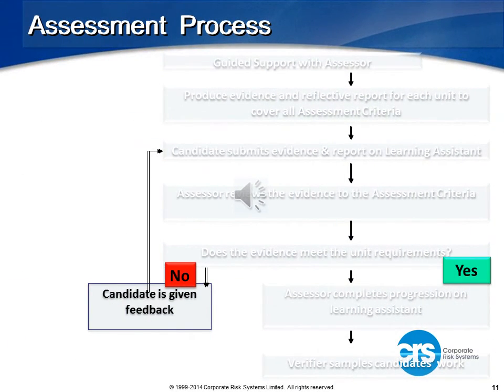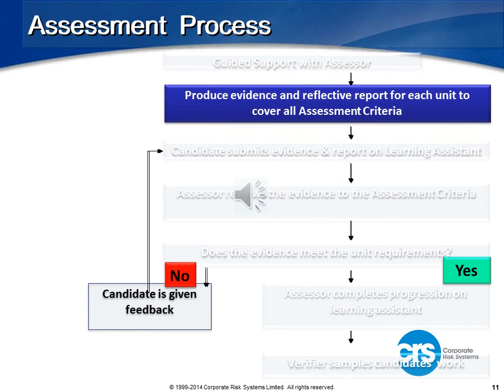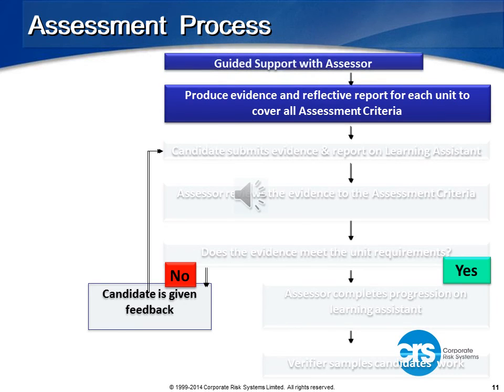So what is the assessment process? The first point to start from is yourself. Have a look back at the evidence and the reflective report to see whether this meets the assessment criteria. Have a look to see whether you feel the evidence appropriately covers all of the areas required and the reflective report accurately highlights your involvement in it. Should you need additional support with this, your assessor is there to guide you through the Learning Assistance Programme.